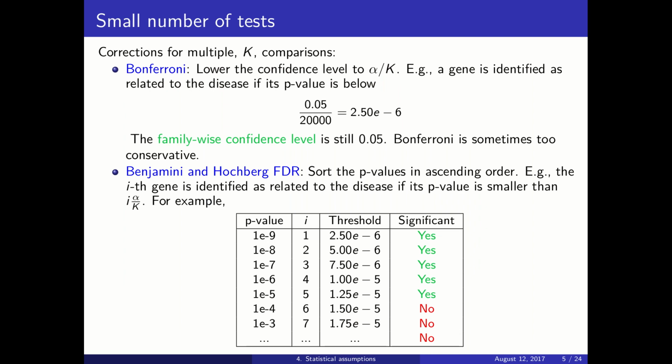So we should correct for the alpha. The alpha that typically is 5%, we should lower it. There is one correction that is very easy, that is Bonferroni. If we do k comparisons, what we have to do is alpha over k. That is the alpha we should use. In our example of 20,000 genes, instead of using 5 times 10 to the minus 2, so 0.05, as the threshold for the p-value, we should use this 2.5 times 10 to the minus 6. And the family-wise confidence level of these 20,000 tests now is still 5%.